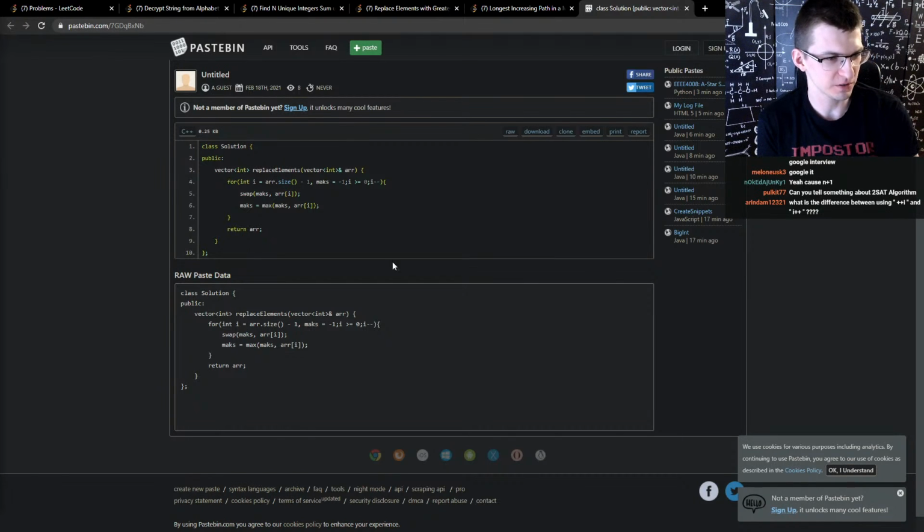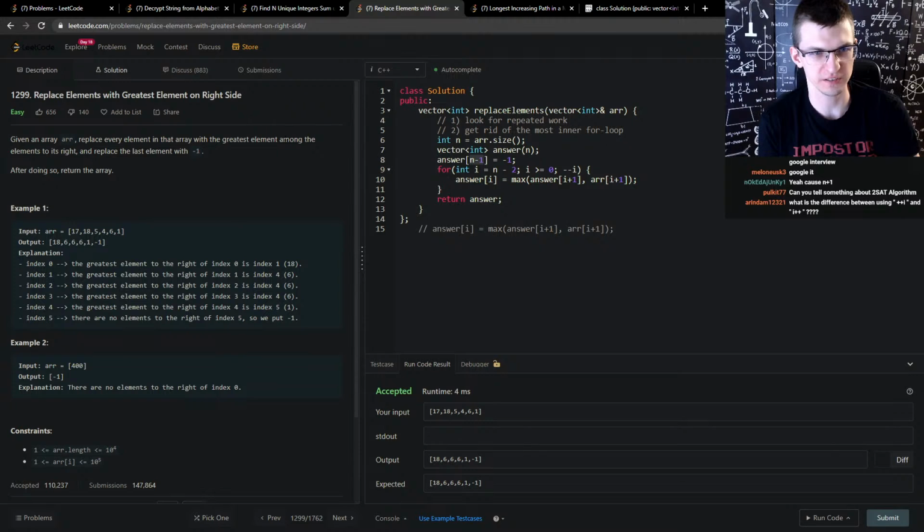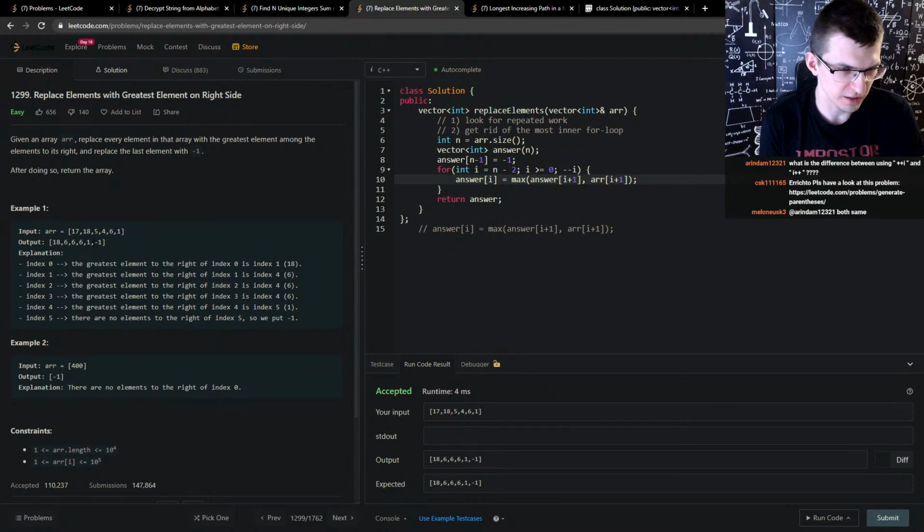Why n-2? There was a question. Because for n-1, the last element, the answer is -1, and then I start from the previous one. So here I want to say answer of n-1, then I start computing from there, and that's answer of n-2.